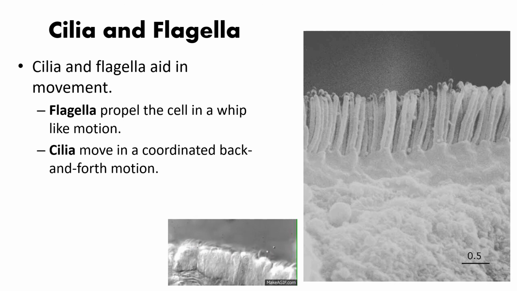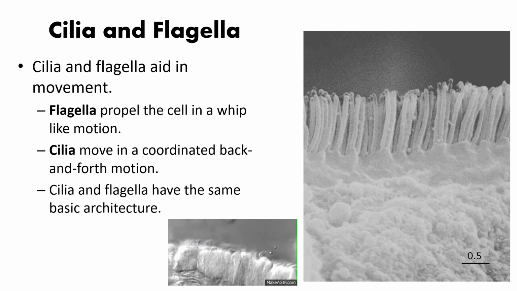These are going to be found in different parts of the body in humans. We have them in our upper respiratory tract, so that all of the mucus in our respiratory tract goes up towards our mouth so that we can swallow it and not down into our lungs. We also have cilia present in the fallopian tubes, and they're going to help move the egg from the ovary into the uterus. Okay. And both of them have very similar architecture. They're just different sizes and a little bit different shape.